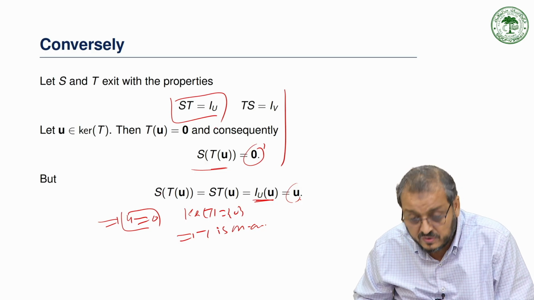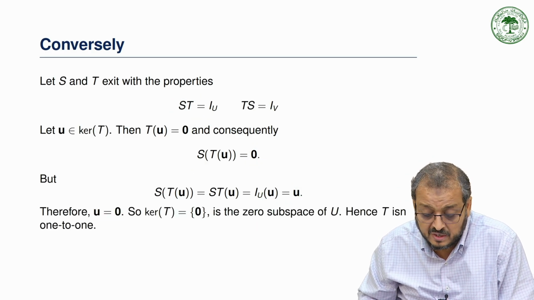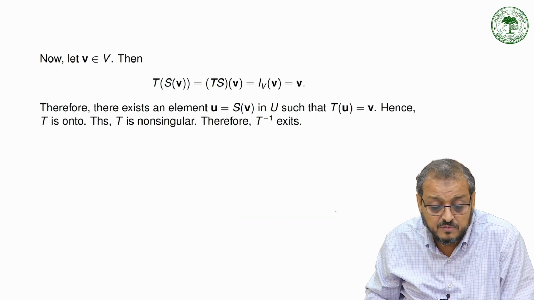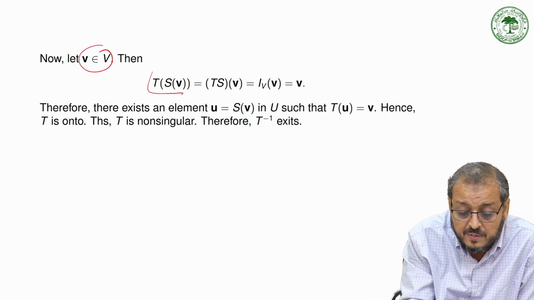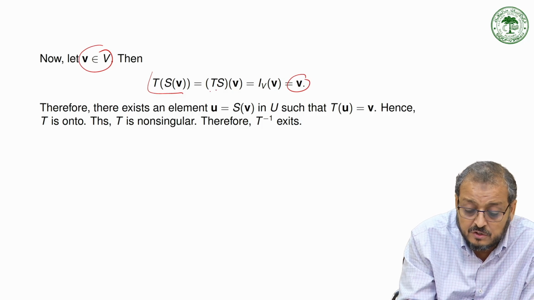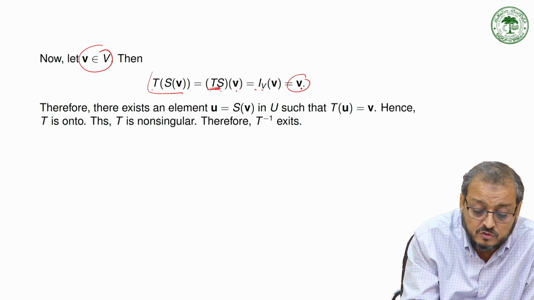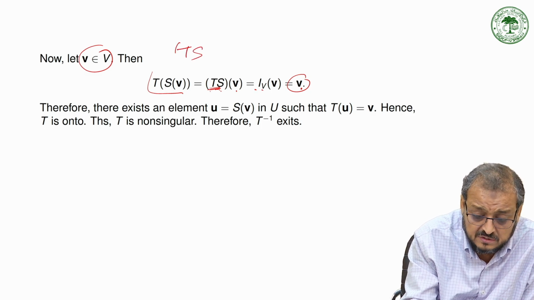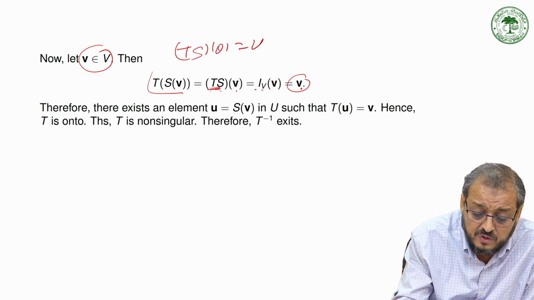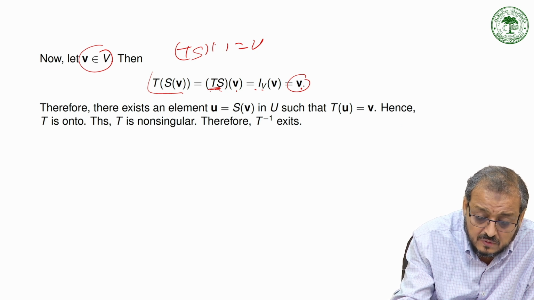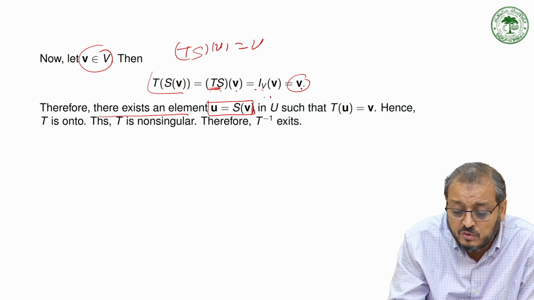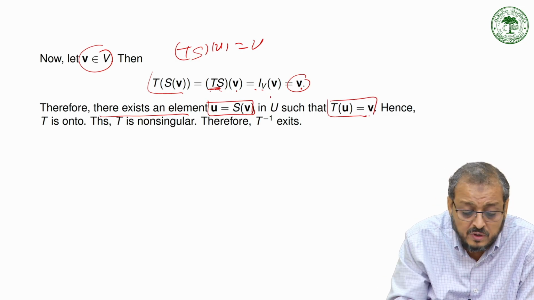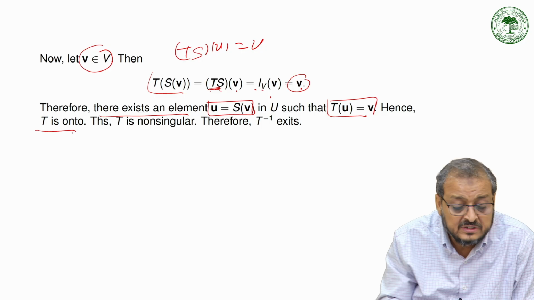If T is onto, it means that the range of T is equal to V. So take a V belonging to V, and then we have T of SV is equal to V, because T of S is equal to the identity of V, which is equal to V. So we can show that TS of V is equal to V. Therefore there exists an element U equal to S of V in U such that T of U is equal to V, hence T is onto.